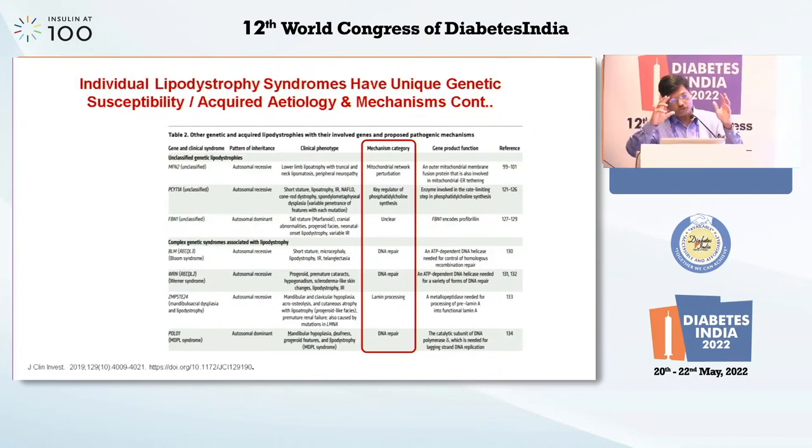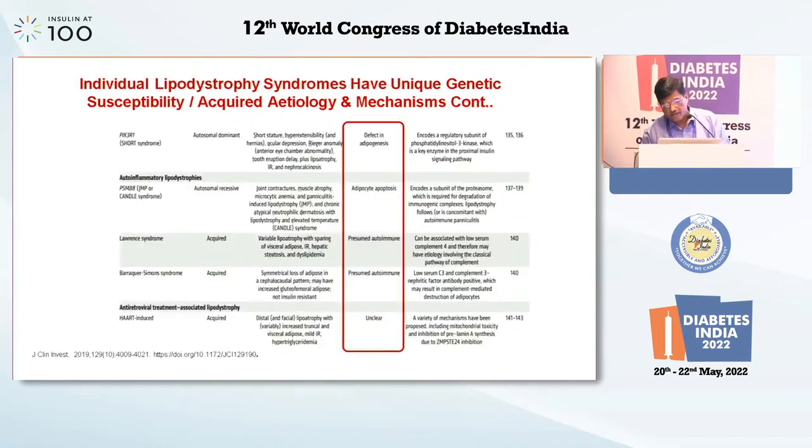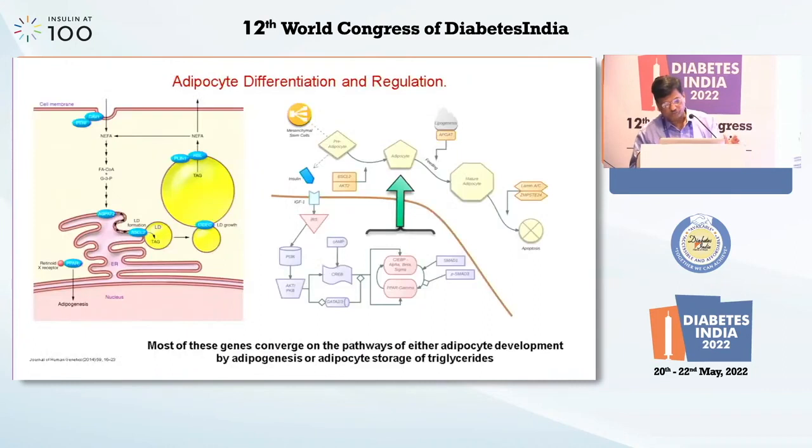So this whole story is around your triglyceride handling, and particularly the process of adipogenesis or lipid droplet formation. Adipocyte differentiation regulation is the basis of all lipodystrophies, and most of the genes converge on the pathway either of adipocyte development by adipogenesis or adipocyte storage of triglyceride.